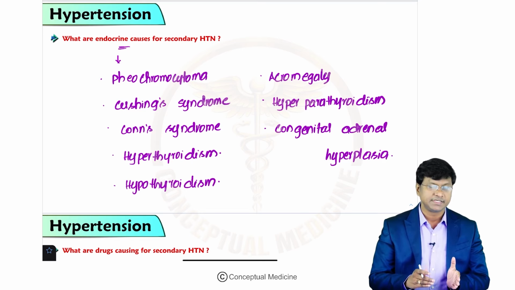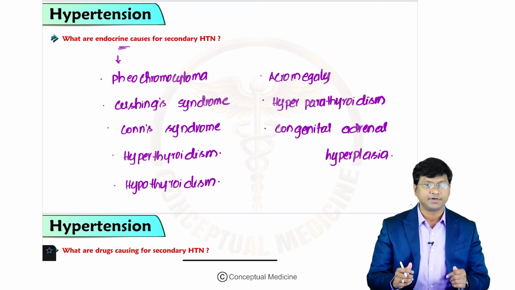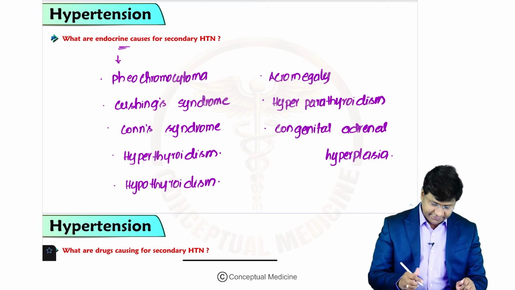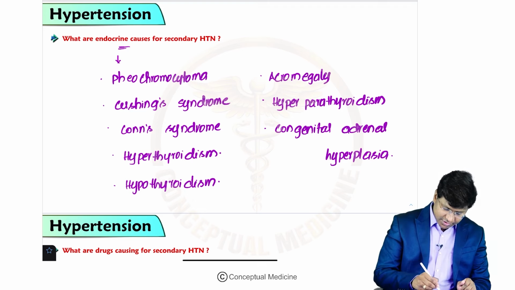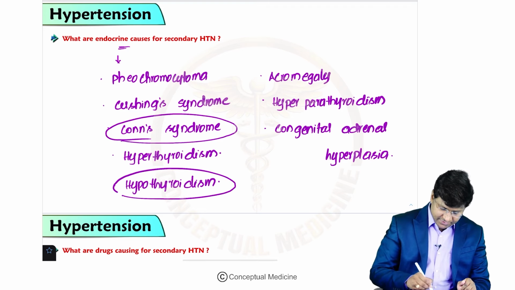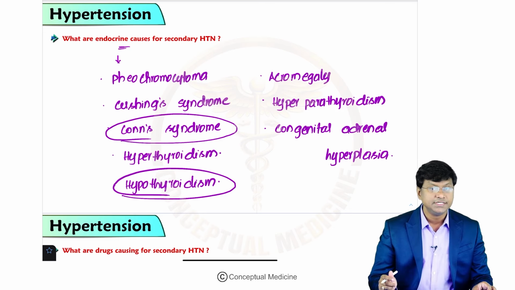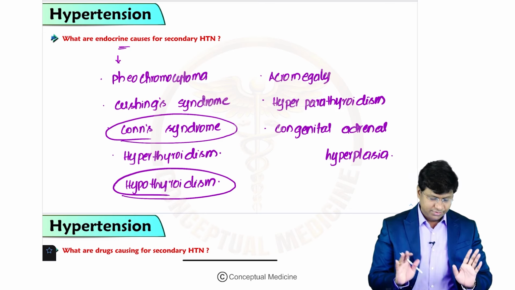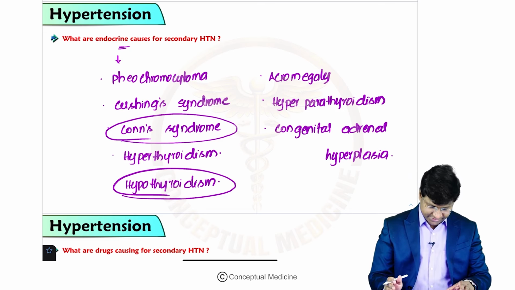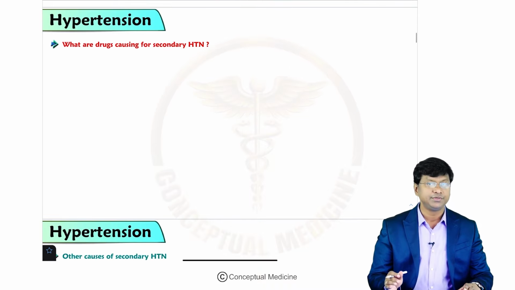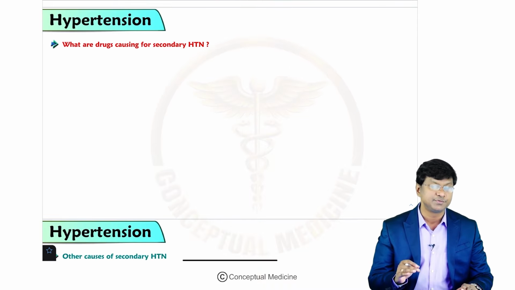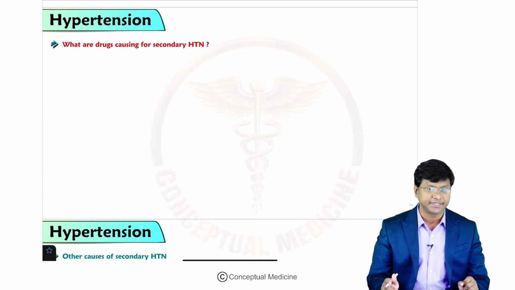So out of this, some of them will cause systolic hypertension and some of them will cause diastolic hypertension. Like for example, take Conn syndrome as well as hypothyroidism. Both of these conditions mainly cause diastolic hypertension. Okay, so this is about the endocrine causes. Next you need to know what are the drugs which will predispose or cause secondary hypertension.